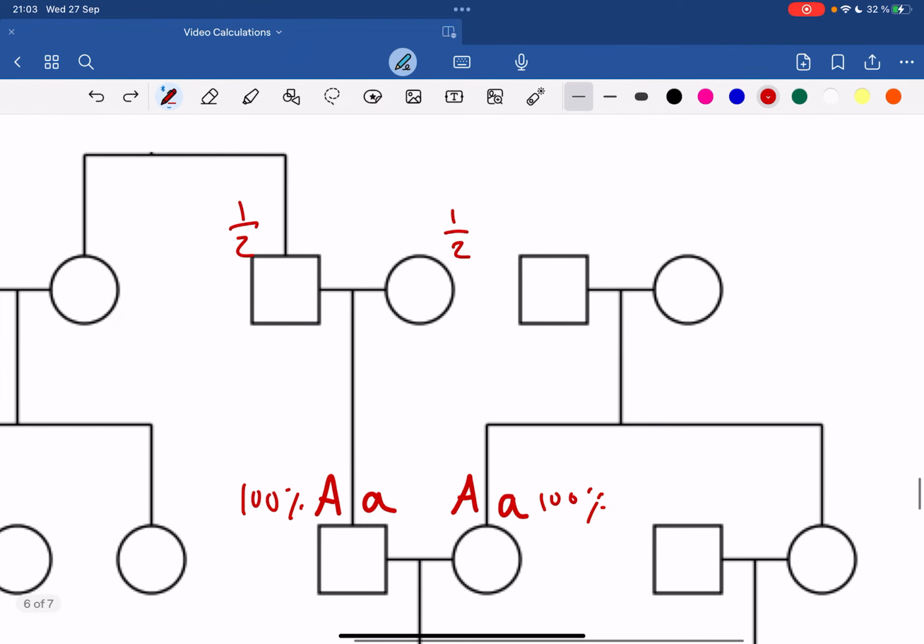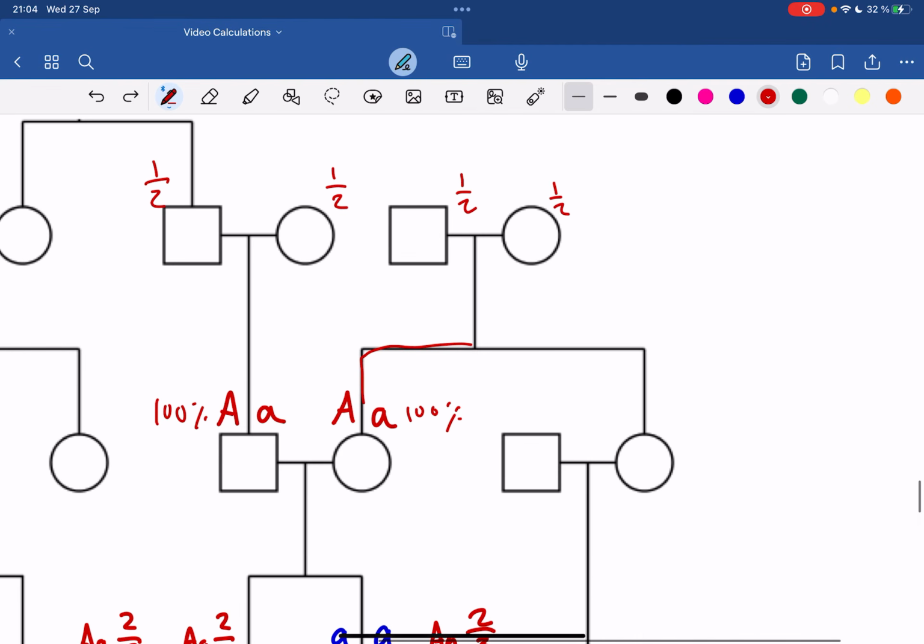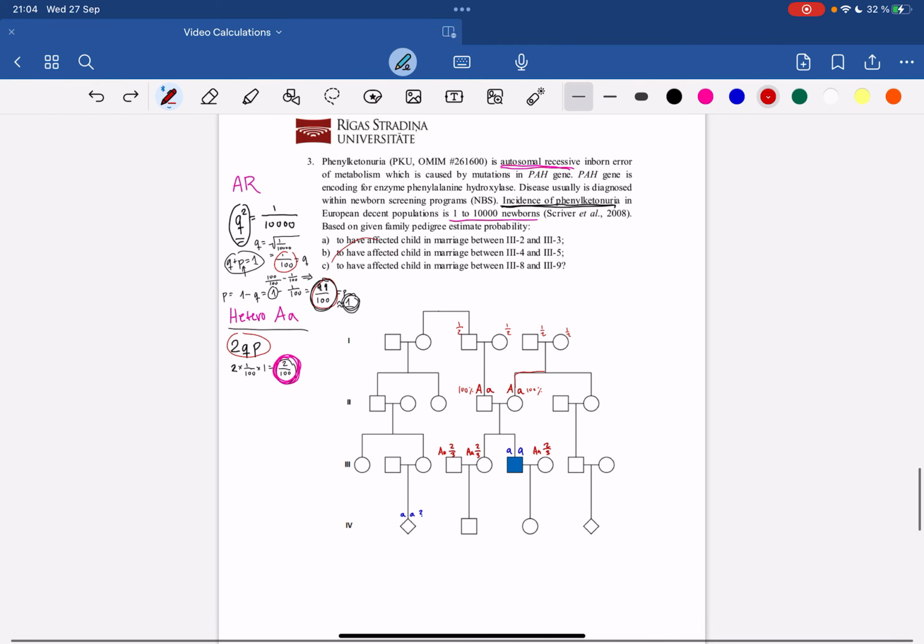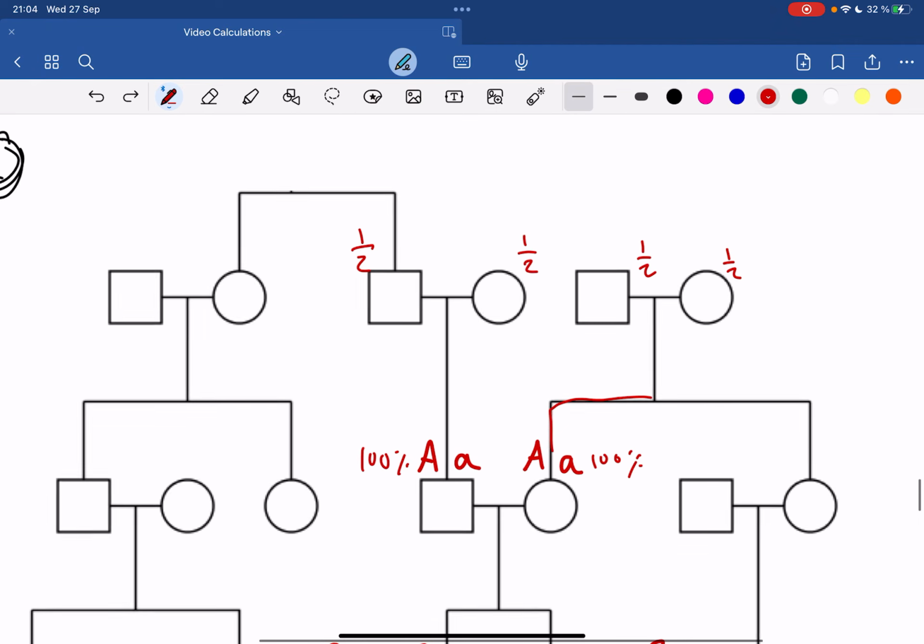Same with this person's relatives. It's also 1 out of 2, but they're less important. But actually, let's write it down. You know what? Let's write it down, because we have more questions. I forgot that we have more questions. Maybe I shouldn't have spoiled that much.